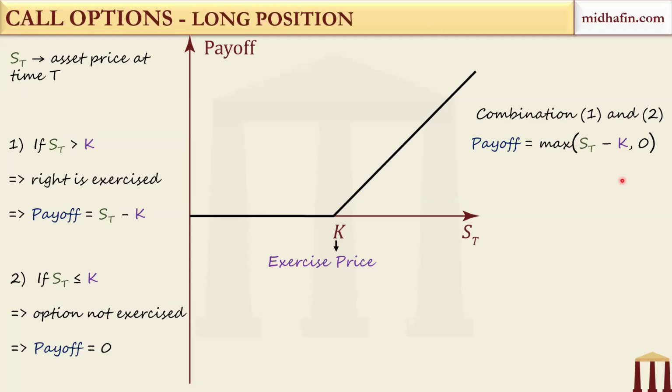It's very clear when ST is greater than K. Obviously this is the max because ST minus K will be positive, so you choose this. And if ST is less than or equal to K, then 0 is the max, because either this will be negative or 0. So in that case, payoff will be equal to 0. That's why this max function beautifully combines these two conditions into a single statement.